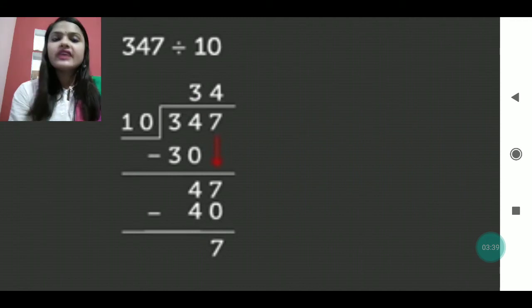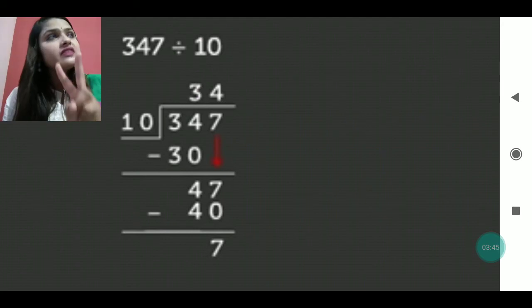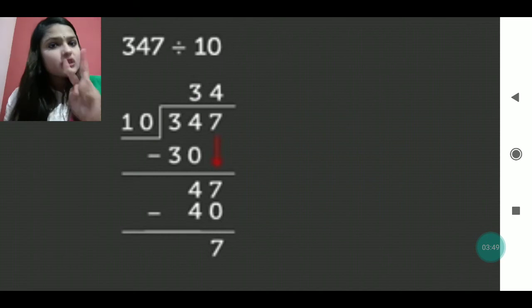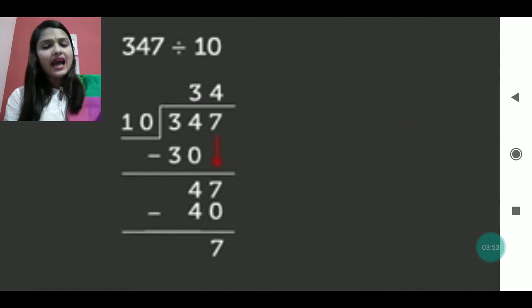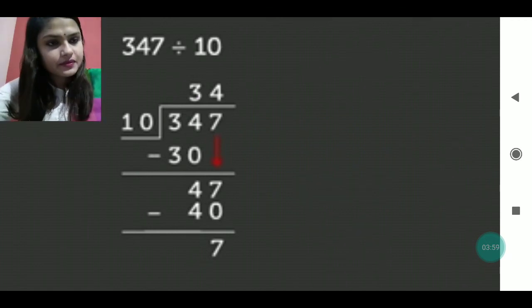Okay, now let's read the table. Before reading the table, my dear, we have to see how many digits we are dividing by. We are dividing by a two-digit number, that is 1 and 0. So we have to take two digits at the dividend place. So let's begin the division, my dear.